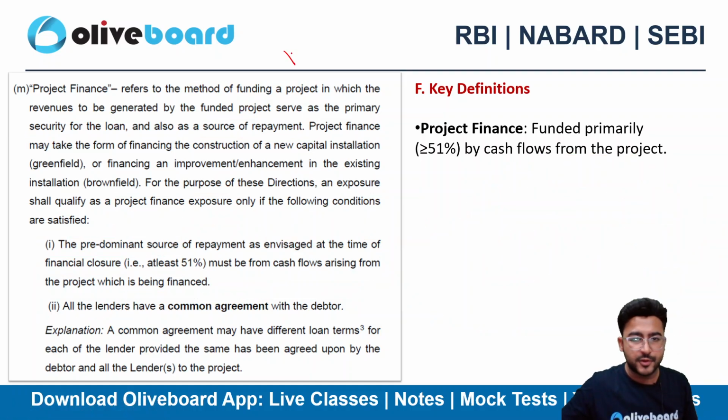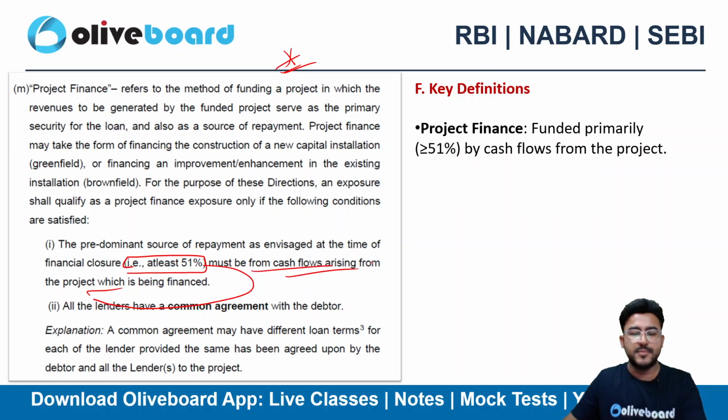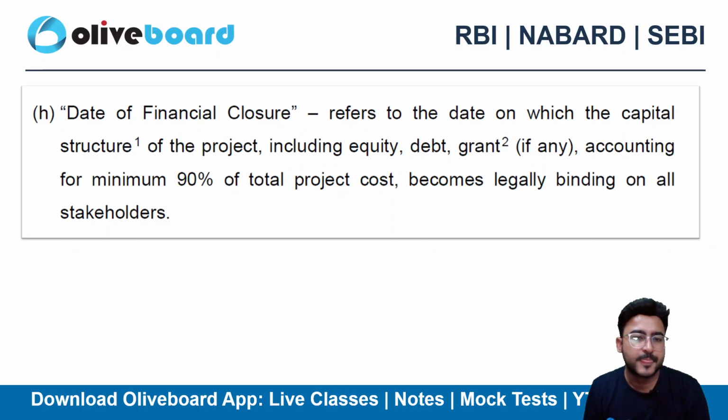Very, very important for your examination. Please do remember at least 51% should be coming from the project, right? The cash flow must be coming from the project. That should be at least 51%. All the lenders should have one common agreement with the debtor, right?